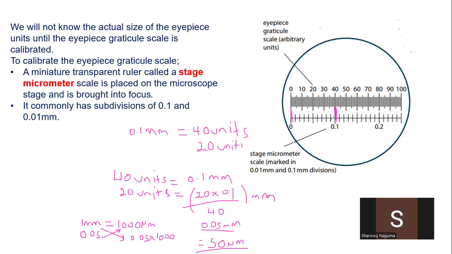So that is for someone who considered this section from here to here. Another person could decide to consider another section. For example, if you look at this from here to here, we have 0.1 millimeters. From here to here, we have 0.2. So someone could say, okay, 0.2 millimeters is equivalent to 80 units. If you do the math, you still arrive at the same answer.